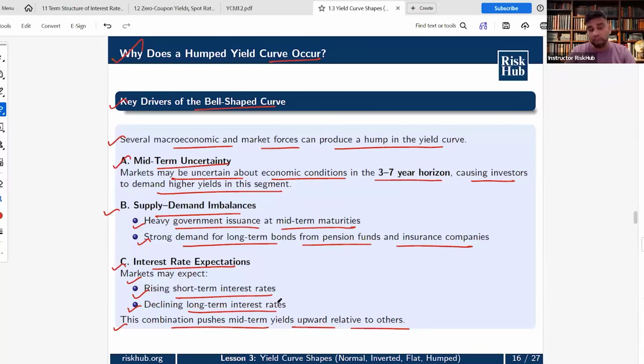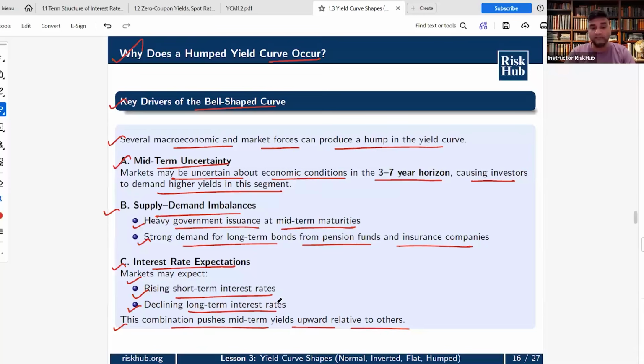So, what's on the slide? Basically, three drivers of the hump. A is the midterm uncertainty. B is the supply and demand imbalance. C is the interest rate expectation. Terms defined here: the belly is the middle section of the curve, roughly the 3 year to 10 year area. Think of the short end and the long end as the two maturities on either side of the belly. A places the uncertainty in the 3 to 7 year window, which lifts yield in that segment.